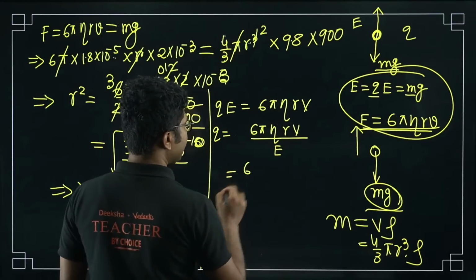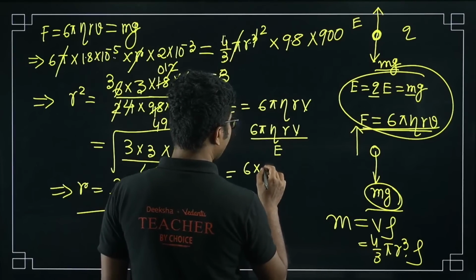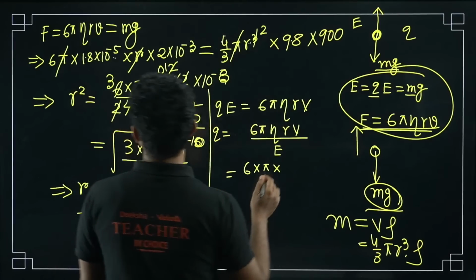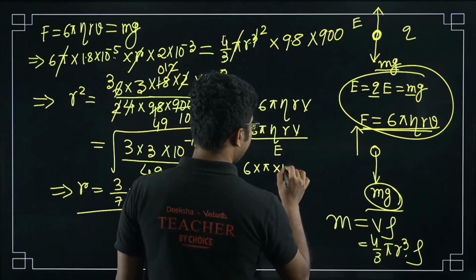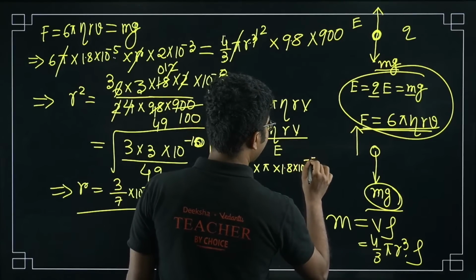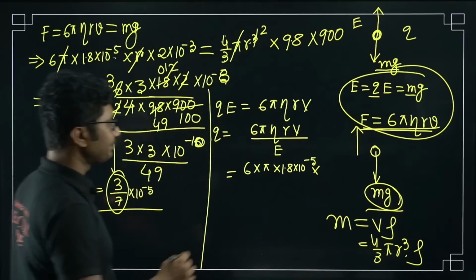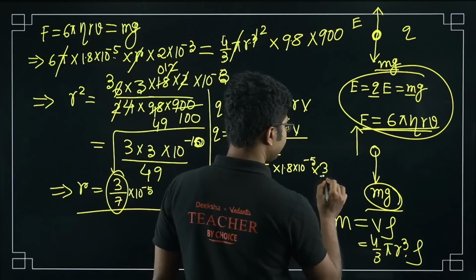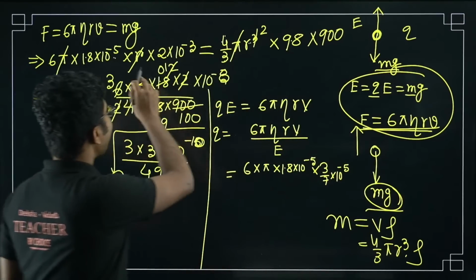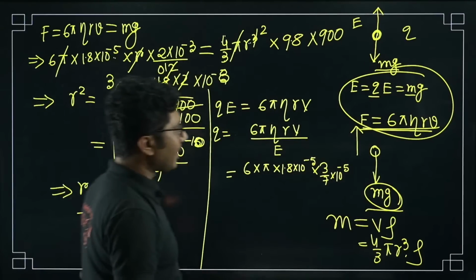Okay, so 6 into, I don't need to put the value of pi, it will cancel anyway. Eta is 1.8 into 10 to the power of minus 5. R we have calculated as 3 by 7 into 10 to the power of minus 5, and the value of V is 2 into 10 to the power of minus 3.